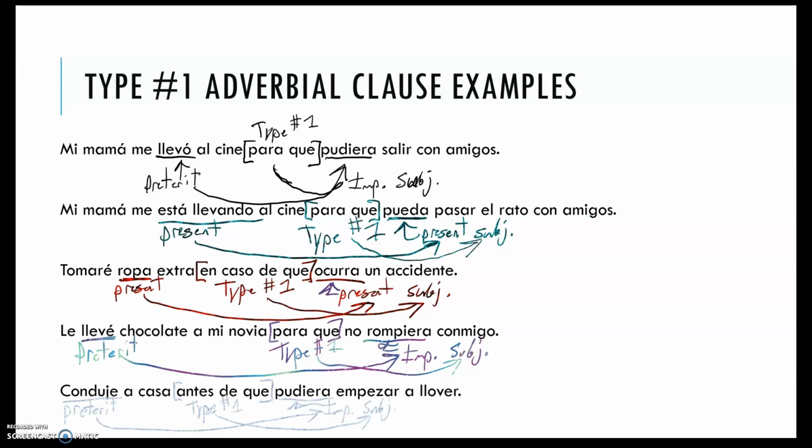So our fifth sentence says conduje a casa antes de que pudiera empezar a llover. So we see antes de que is our adverbial clause, which is type number 1, indicating pudiera will be subjunctive. We look back, we see conduje is preterite. That means pudiera will be an imperfect subjunctive verb.